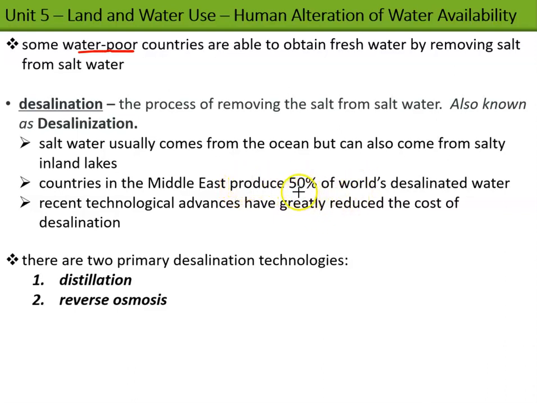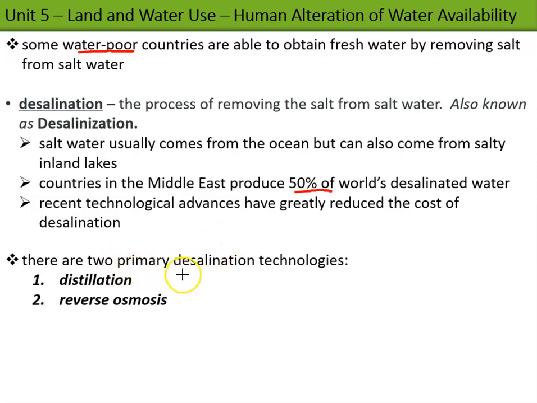The Middle East produces about 50% of the world's desalinated water. And recent technological advances have greatly reduced the cost of desalination. However, it is still an energy-intensive process. It does require a lot of energy and a lot of resources. It's expensive.